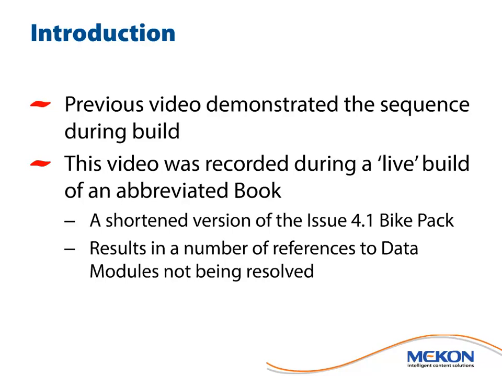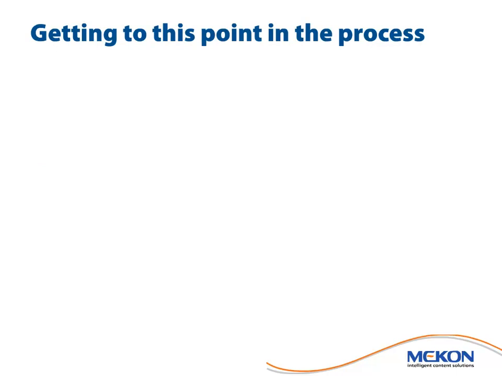As a result, you'll note during the build process that there are a number of references to data modules not being resolved, and that's obviously because over half of the data modules in the full bike pack aren't included in this set. In getting to this place in the process, we've created the BookBuild file, we've initialized it, we've ironed out any little problems that we might have had, and what we're doing here is building a book and creating a single PDF file output.